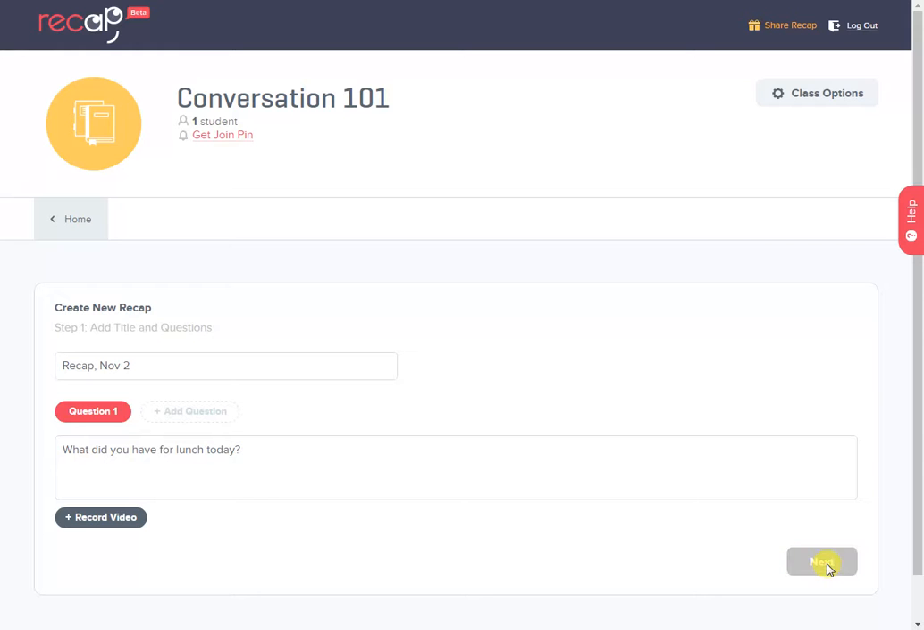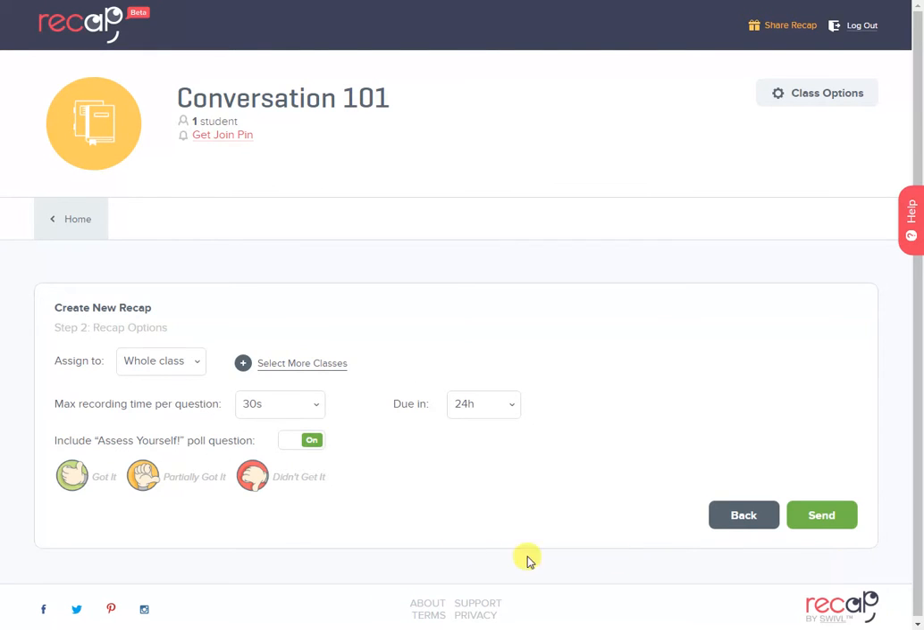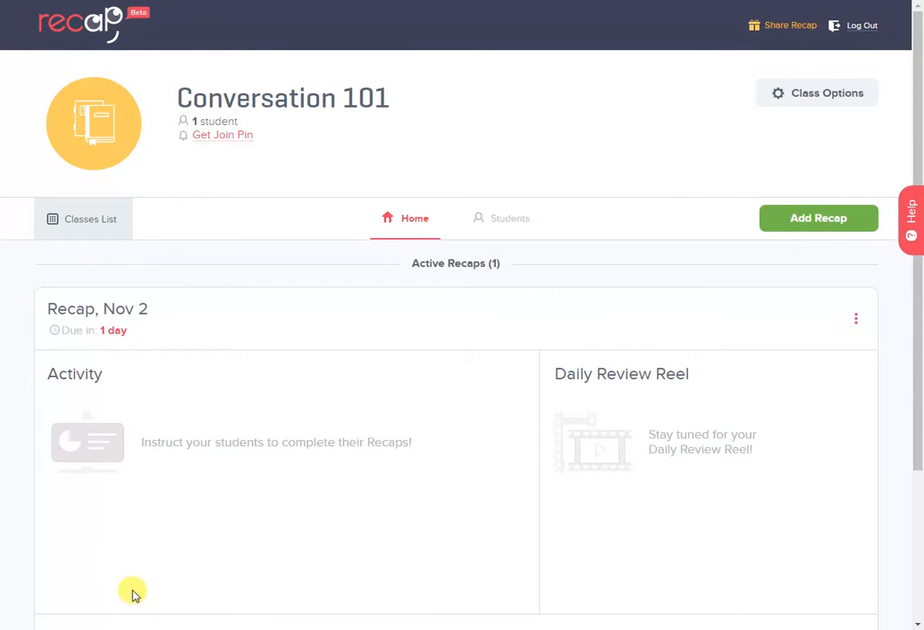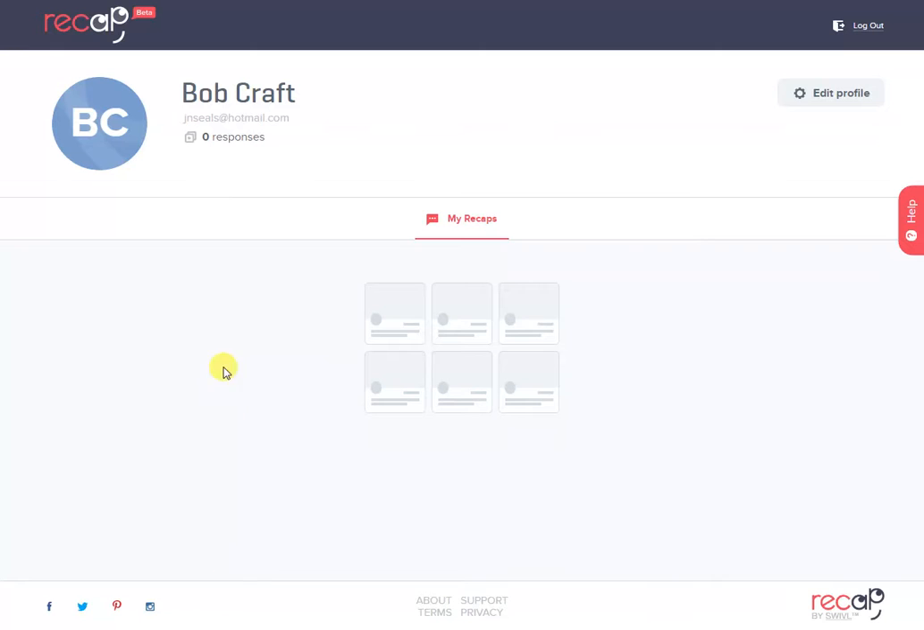When I am done, I would click Next, and now I can assign it to specific students or the whole class. I can choose how long I want the students to speak for at the maximum, when it is due, and then I would like the students to self-assess themselves. So I send that out to my students, okay, and students would then log in to their page.